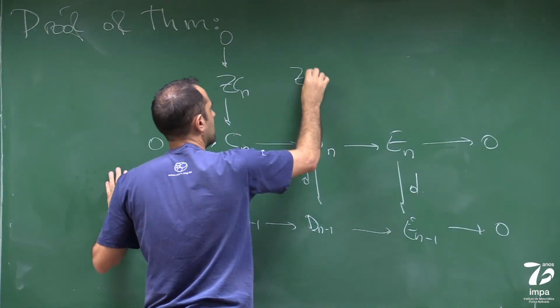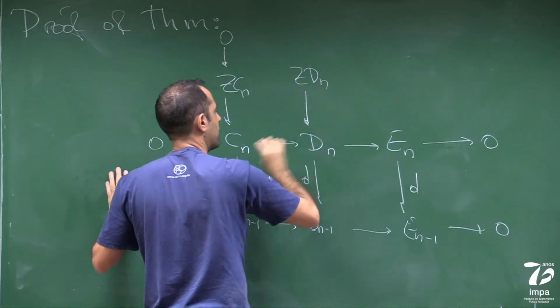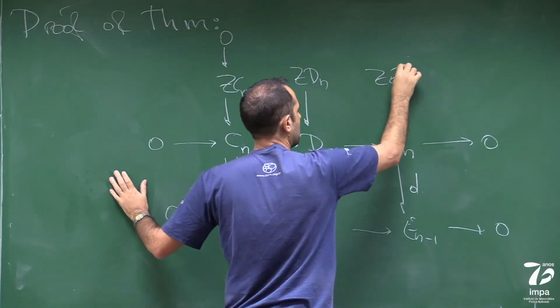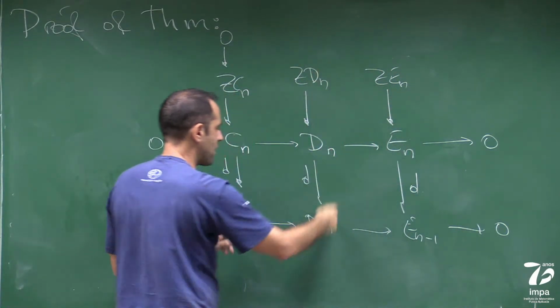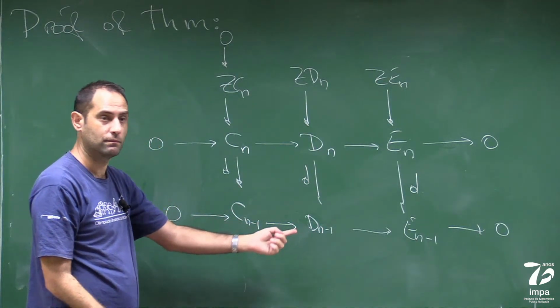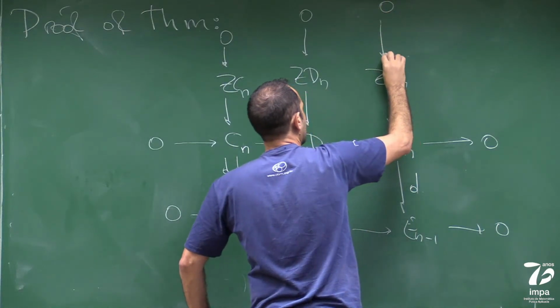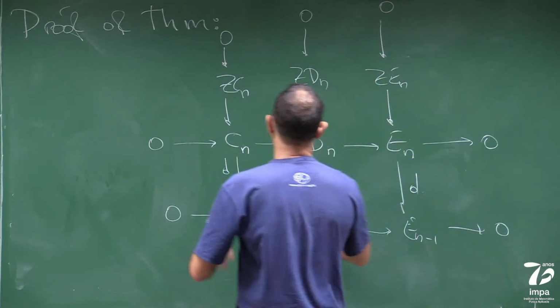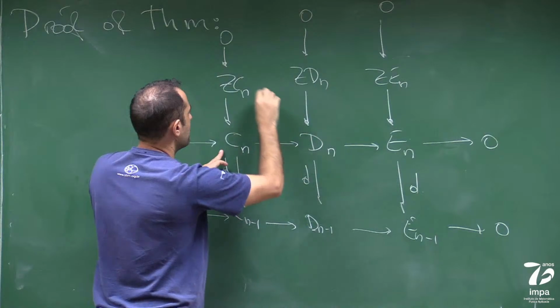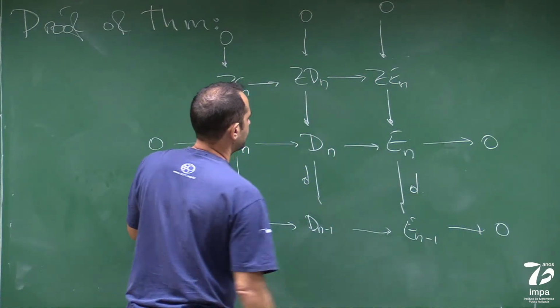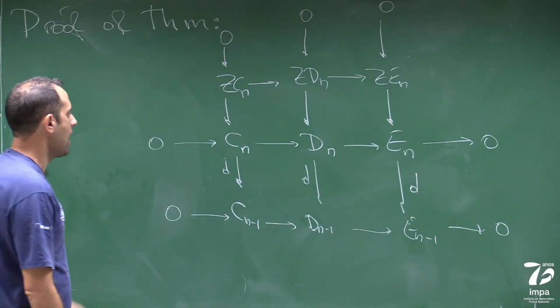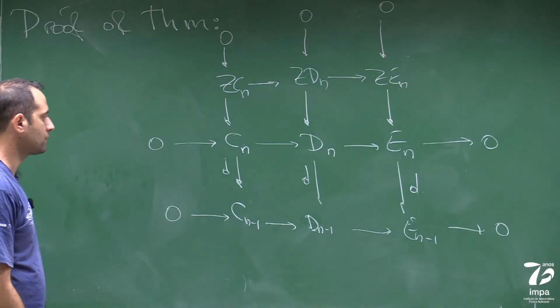This is in the kernel of the differential here, and this is in the kernel of the differential here. So these are the kernels of differentials by definition. Same diagram that I drew there. And since this commutes, then I have this map here.